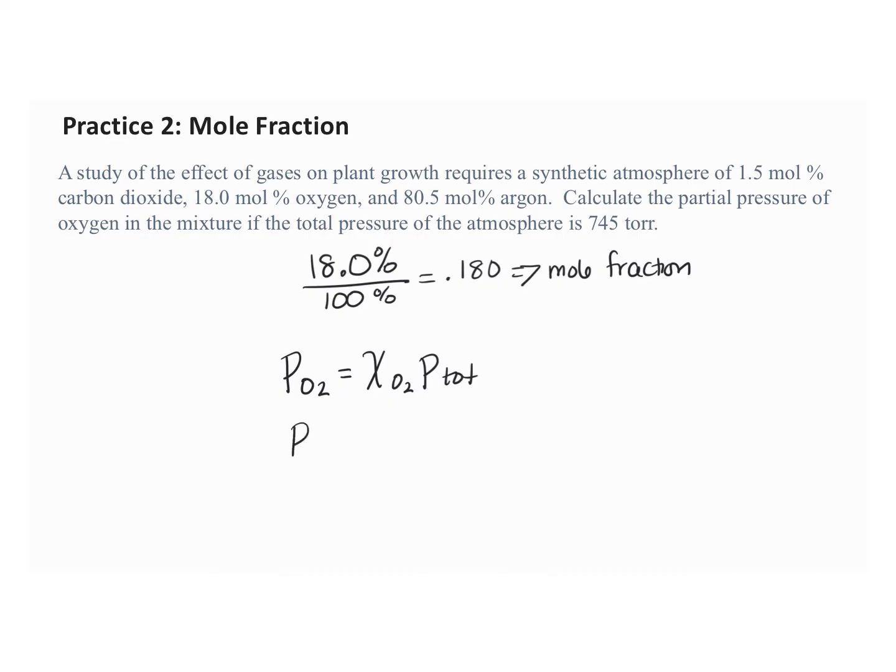So when we're looking at the pressure of O2, we just take the mole fraction, 0.180, and we multiply it by the total, which is 745 torr, right? And we do this, and you get 134 torr.